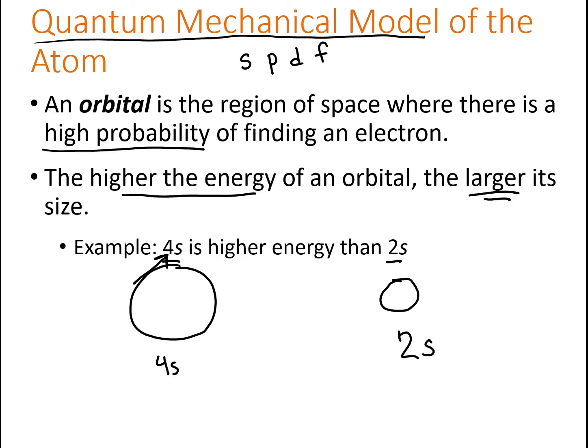The same thing when it comes to the energy levels with electrons. The bigger the energy level, or the bigger the energy of an orbital, the bigger its size. So the further away electrons can be from the nucleus. Because remember, the nucleus is a little dot in the middle, and the electrons are all around that. And the higher the energy, the further away electrons can be.